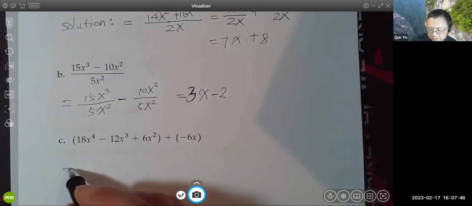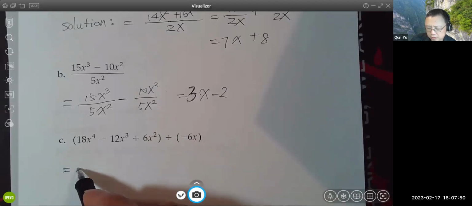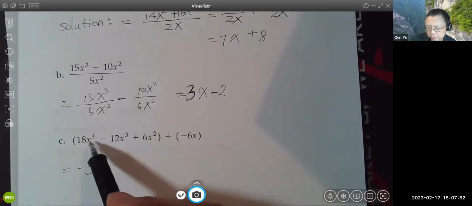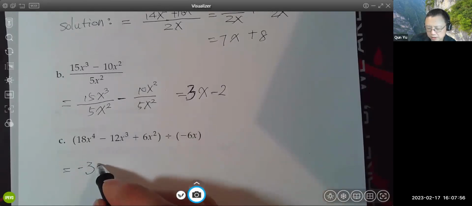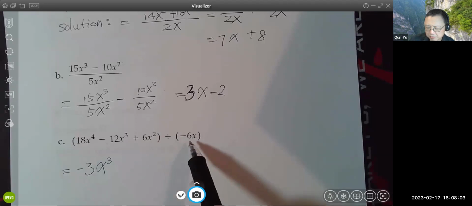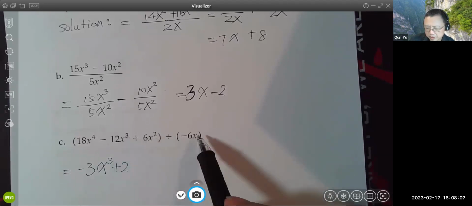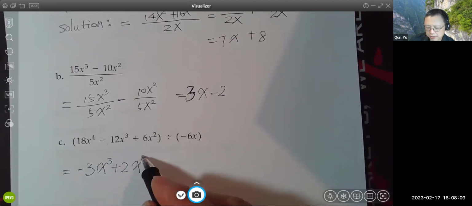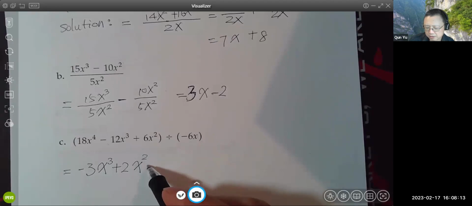Let's try it, right? 18 divided by negative 6, that's negative 3. X to the 4 on the top, x on the bottom, x canceled, you got x to the third left on the top, so you got negative 3x cubed left on the top. Now negative divided by negative is positive, positive 2. X cubed divided by x, that's x squared. Now 6 divided by negative 6, that's negative 1.